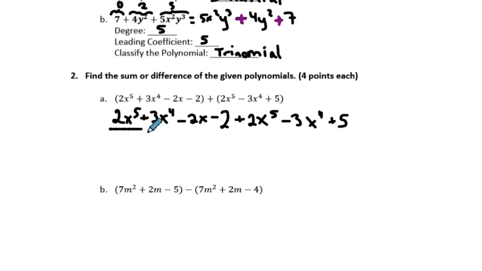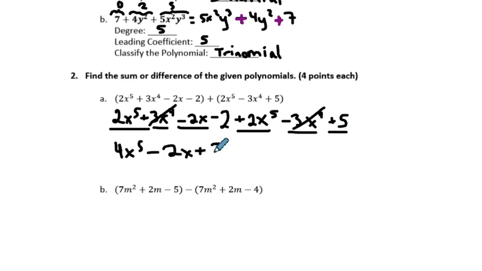We have 2x to the 5th plus 2x to the 5th, so I have 4x to the 5th. We have a 3x to the 4th here, and then minus 3x to the 4th there. Those 2 terms are going to cancel each other out. It will equal 0. Here we have a minus 2x, a negative 2x. And here we've got a positive 5 plus 5. So that is the answer to number 2, part A. Moving on to part B.